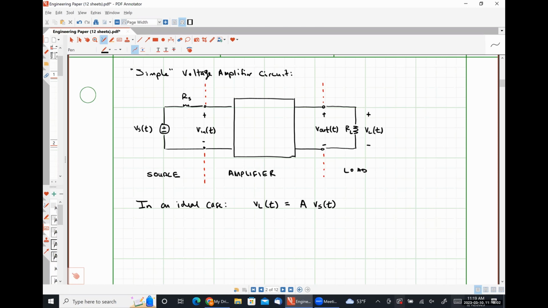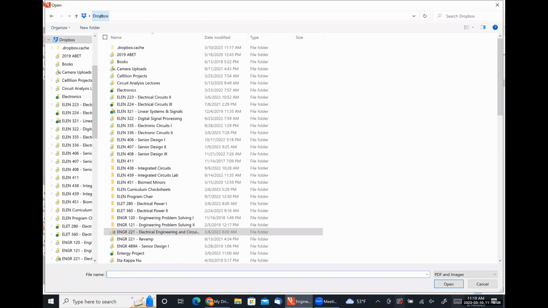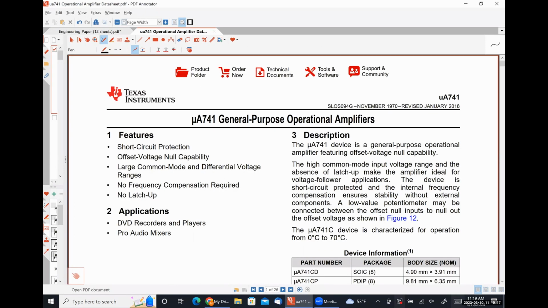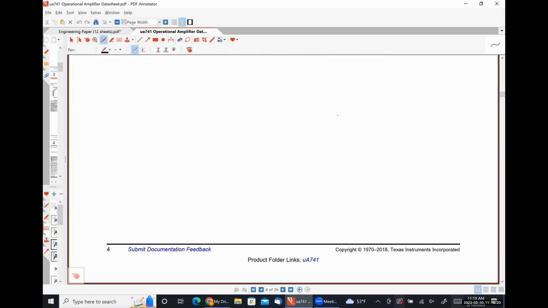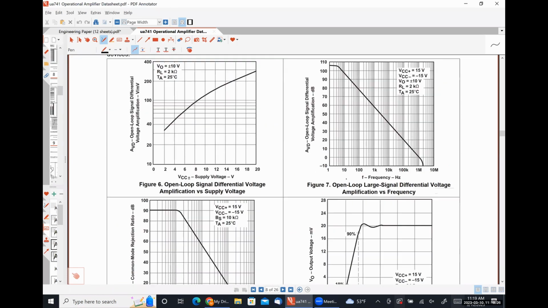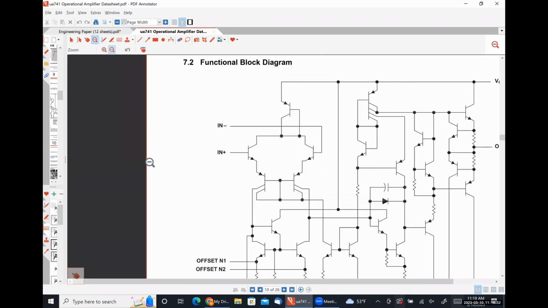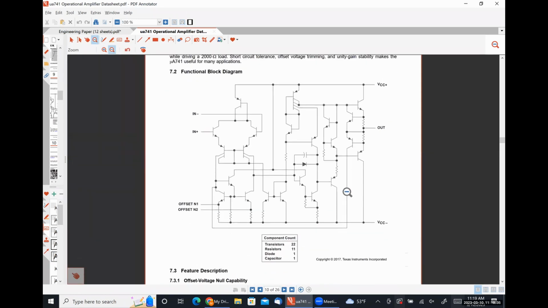model. So I'm going to pull up a data sheet for the Texas Instruments μA741 op amp. Scroll down a few pages. Here we go. Let me zoom out a little bit. For those of you that took me for Circuits 1, you've already seen this. This is a simplified representation of the internal structure of an operational amplifier.